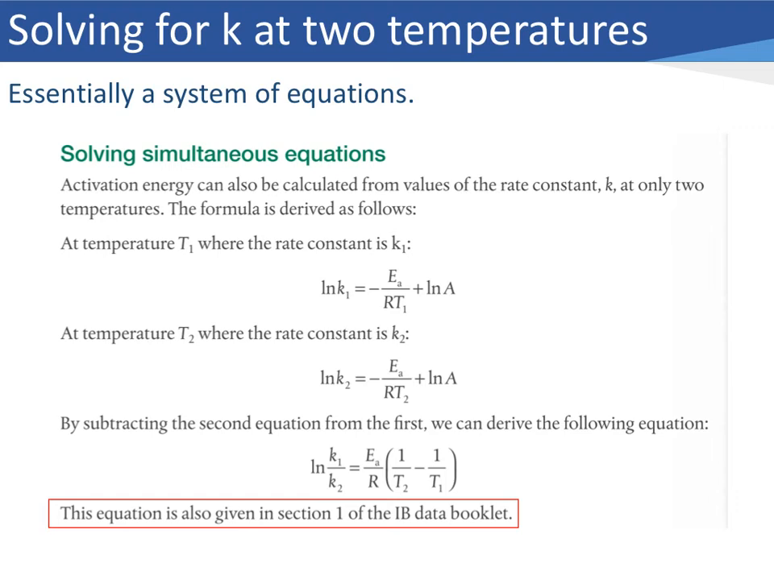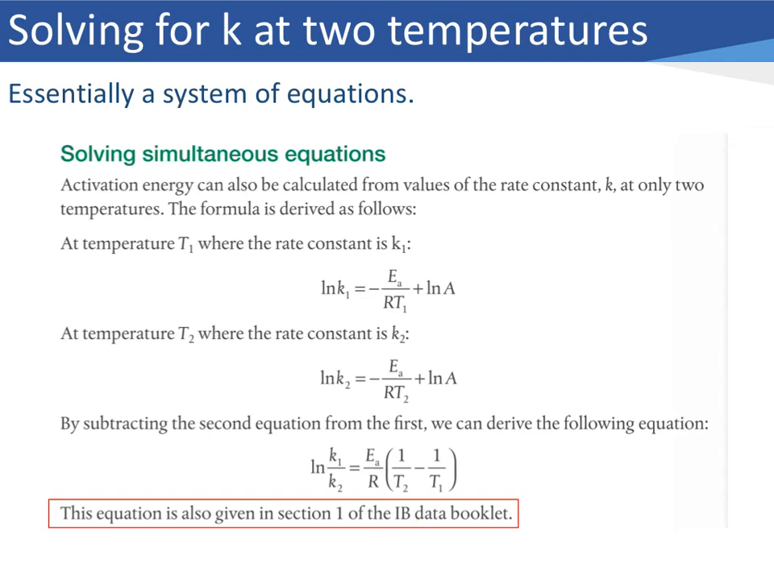Now, there is a way to solve for K just using 2 temperatures. It involves a little bit of algebra. It's kind of like a system of equations, if you will. And if you don't want to follow along on that algebra, well, here you go. Natural log of K1 over K2 equals the activation energy divided by R, in parentheses 1 over T2 minus 1 over T1. Do you have to memorize this equation? Nah, it's in the data booklet.